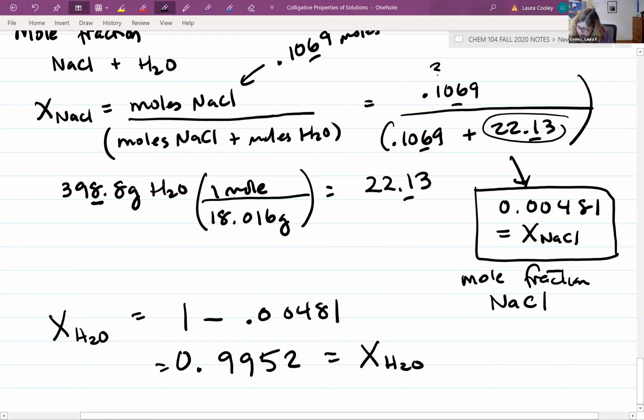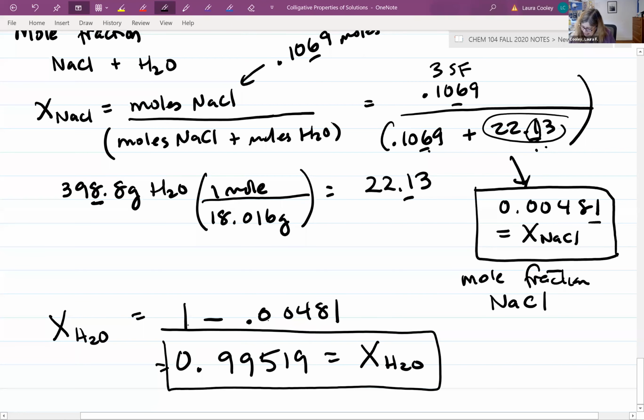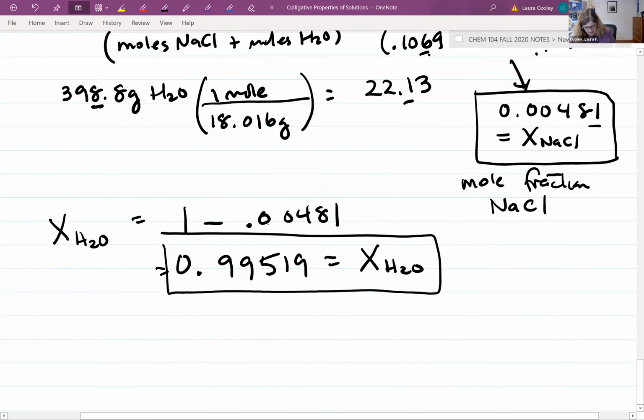Now I figured that, let's see. I have 3 sig figs up here, and when I add these together, I get to keep 1 decimal place because this has the least. So that means my denominator is going to have 3 sig figs, and so I'll have 3 sig figs in my answer. When I subtract from 1, I really get to keep all these figures. So 1 minus 0.00481 is 0.99519. That's bizarre, but that would be the answer for the mole fraction of water. If you just kept 3 sig figs, that'd be fine with me.